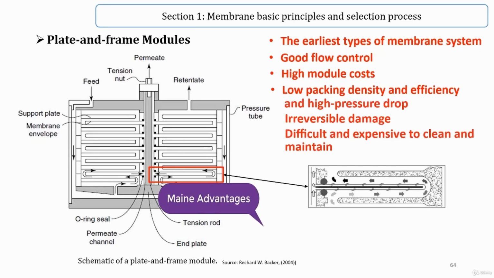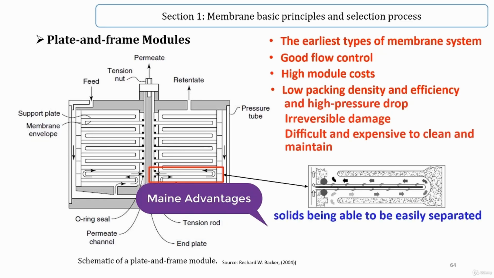A couple main advantages of plate and frame membrane systems include solids being able to be easily separated from water and easy removal or cleaning of filter surfaces. Certain cross-flow plate and frame systems allow the plate and frame to be rotated, allowing more shearing forces and fouling reduction.